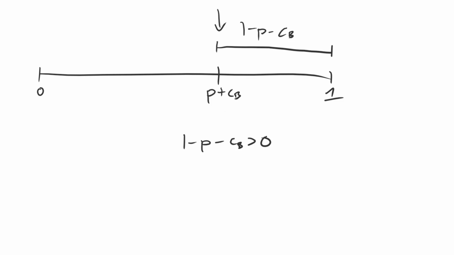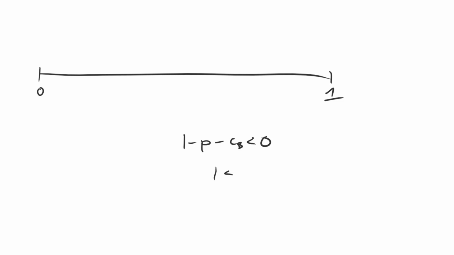The game differs if we instead look at a situation where B has a negative war payoff. So rather than have 1 minus P minus CB be positive, let's imagine that it's negative. That's going to radically alter what this picture looks like. Instead of P plus CB being here, that's going to move P plus CB. You'll notice if we rewrite this inequality like this, it makes P plus CB greater than 1. It's somewhere out here.